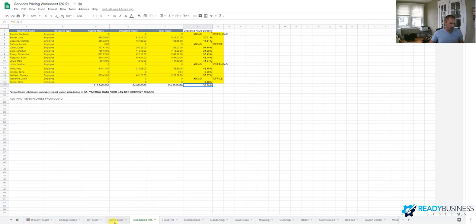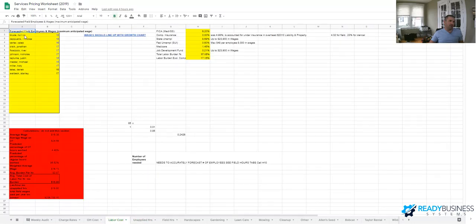Over here under labor cost, this is where we figure out your actual cost for your labor. Everyone knows you pay them an hourly rate, but if they're on payroll, they're going to cost you more than this. So right here, you put your employees' wages. That helps you come up with your average wage per hour. You then put in all the taxes that you pay. Your labor burden for us is about 17%. So for every $100 we pay, we pay another $17 on top of that as our cost for the labor.